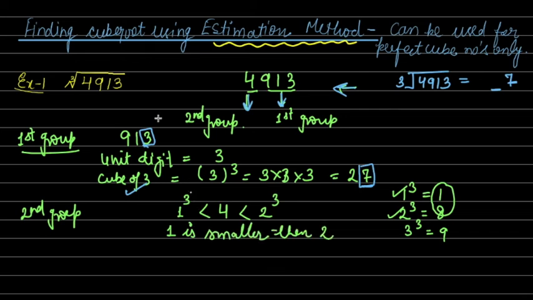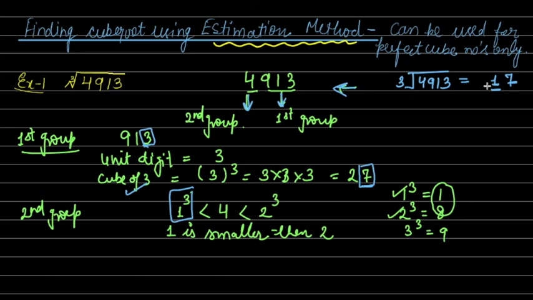So this 1 here, whatever number is smaller on the left side, will be your tens place digit in the cube root of the given number. Therefore, the cube root of 4913 is 17.